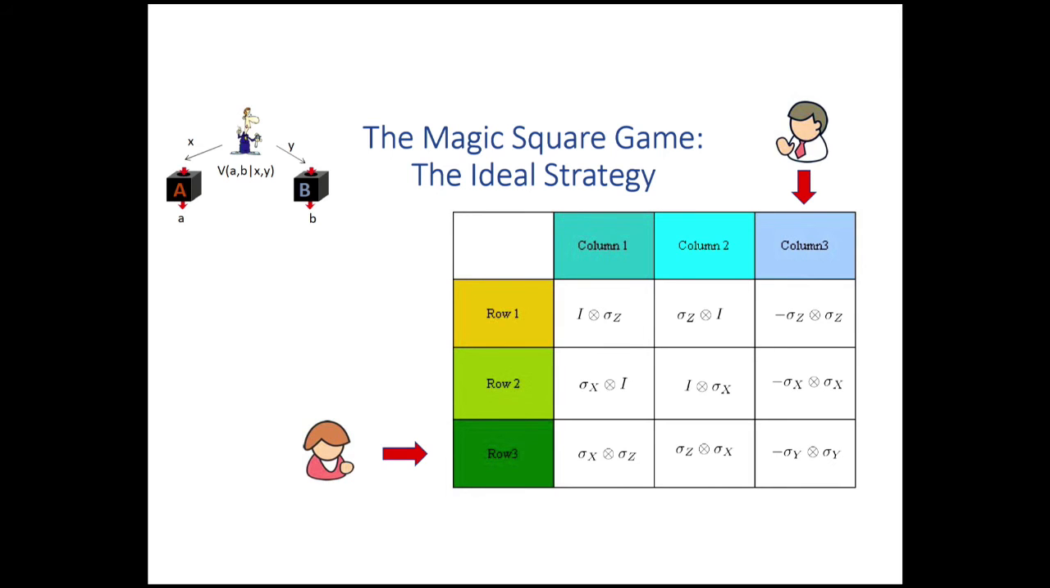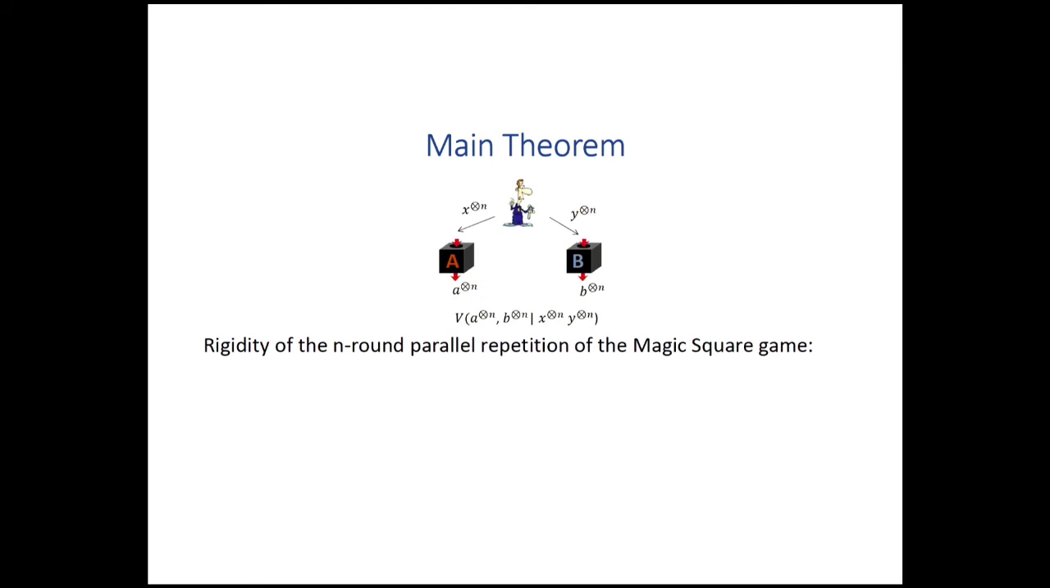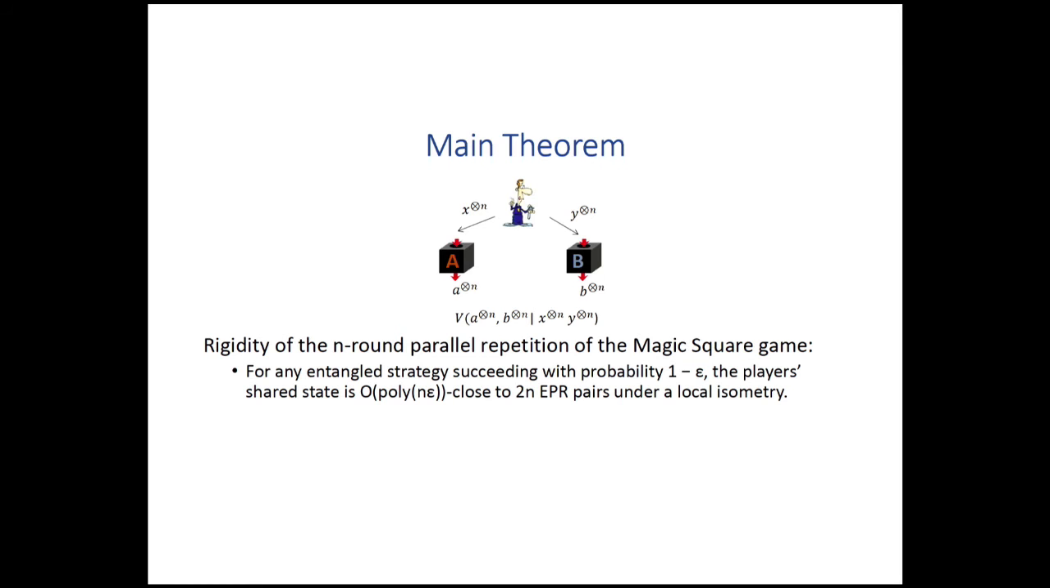Now that I've said that, I can state our main result. The main result is showing that the in-round parallel repeated magic square game is rigid. And what do I mean by rigid? I mean that if the two black boxes are playing with some strategy which allows them to win with probability 1 minus epsilon, recall that the perfect strategy lets you win with probability 1, but that's hard for the verifier to test. But he can test that they're winning 1 minus epsilon of the time.